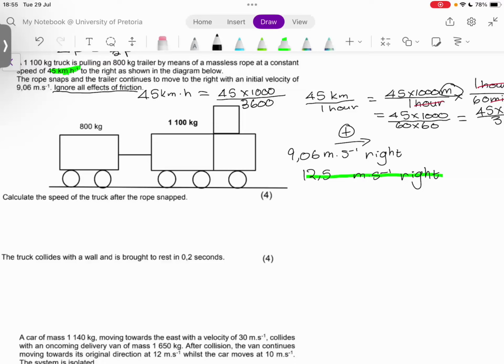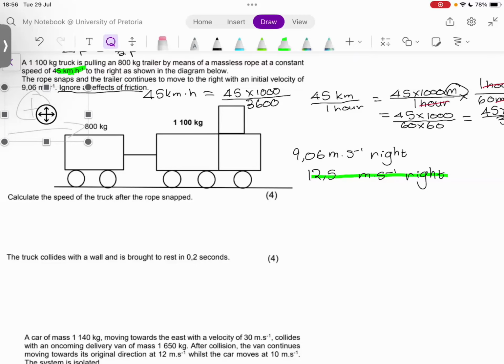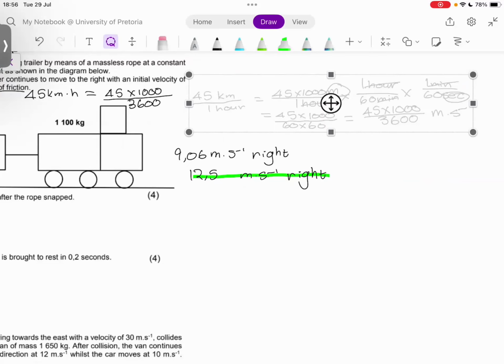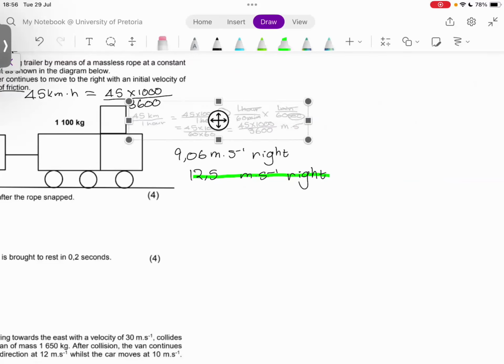Because they said we have to ignore all effects of friction, the principle of the conservation of linear momentum applies. Lebohang, I indicated right as positive over here. I'll just put it aside. Hopefully you guys can see that right is positive. Cool. I'm just going to shrink this to make sure everything fits on the screen.